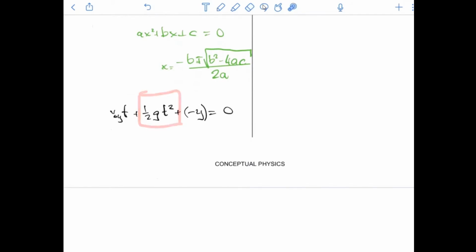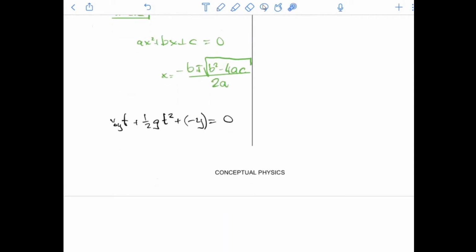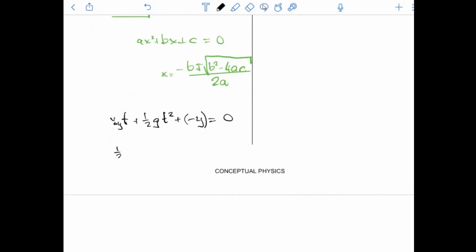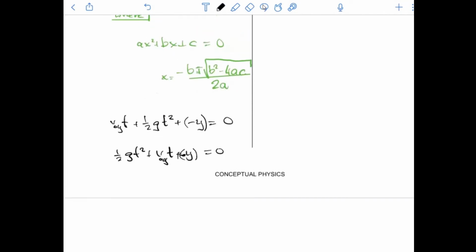Let me just move things around so that this equation looks like this equation. I need to make them look the same first before I apply the formula. Then I'm going to grab the coefficients. So let's move this, put a negative sign right there. Now we got it. This is A, this is B, and this is C.